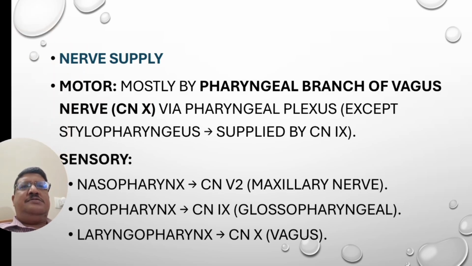Nerve supply. Motor: mostly by pharyngeal branches of the vagus nerve, cranial nerve 10, through the pharyngeal plexus, except stylopharyngeus, supplied by cranial nerve 9. Sensory: nasopharynx, cranial nerve 5; oropharynx, cranial nerve 9, glossopharyngeal; laryngopharynx, cranial nerve 10, the vagus.